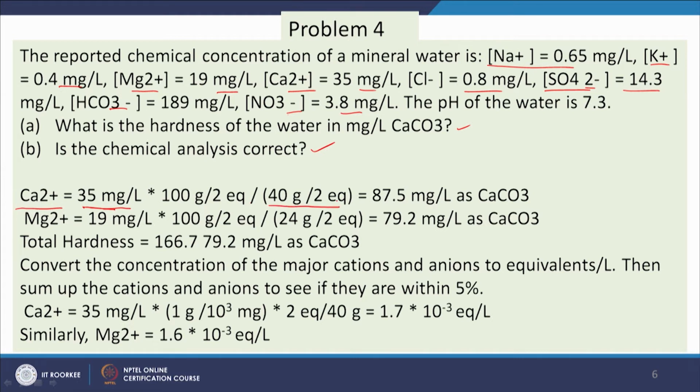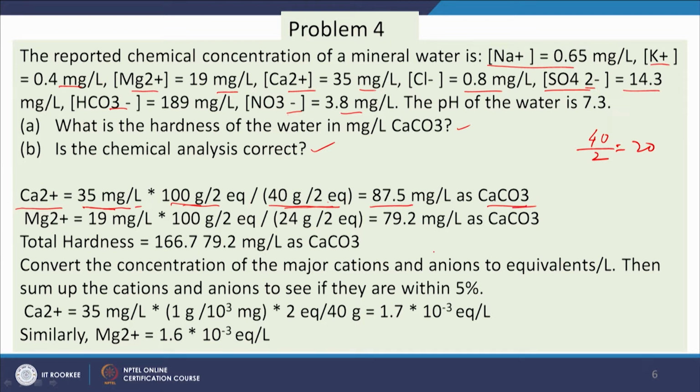What is the equivalent weight of calcium? That is 40, the molecular weight, divided by 2, the valency. So, that is equal to 20. Then this 35 divided by this 20, multiplied by the equivalent weight of calcium carbonate. That is 100 by 2, the molecular weight of calcium carbonate being 100, divided by 2 is equal to 50. So, we get calcium 2 plus equal to 87.5 mg per liter as calcium carbonate.